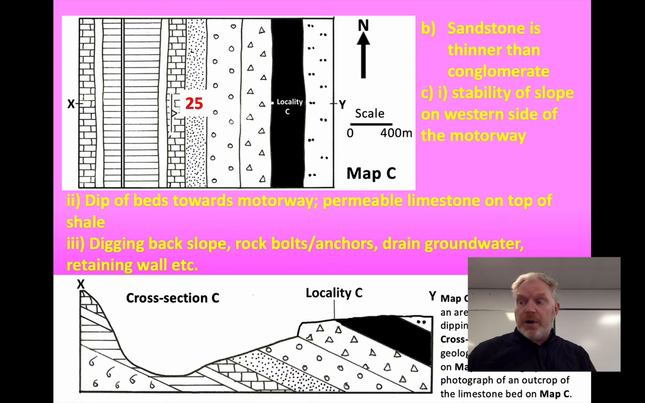The things we can do about this, well, there's a number. We could dig back the slope. We could try and bolt that limestone in place or anchor it in place. We could try and drain the groundwater out, perhaps build a retaining wall to hold it in place, something that's going to keep that slope in position. It may even be just putting some netting over it to stop any blocks of limestone falling off. But any of those solutions could work towards this.